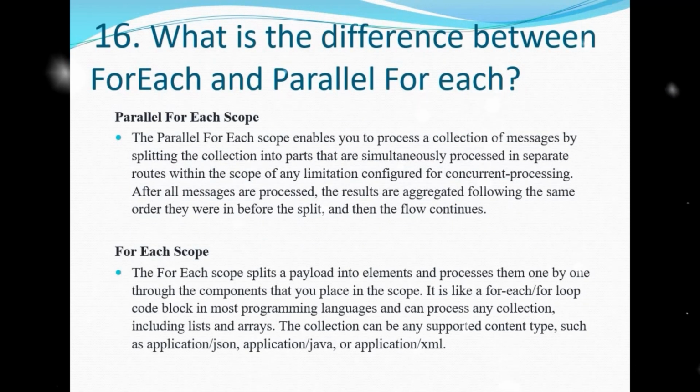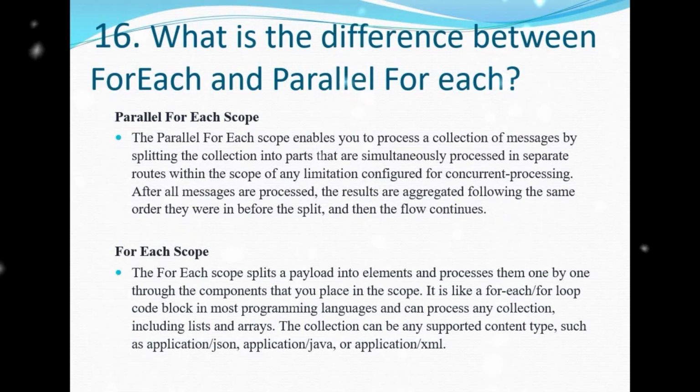16. What is the difference between For Each and Parallel For Each? Parallel For Each scope: the Parallel For Each scope enables you to process a collection of messages by splitting the collection into parts that are simultaneously processed in separate routes within the scope, within any limitation configured for concurrent processing. After all messages are processed, the results are aggregated following the same order they were in before the split, and then the flow continues. For Each scope.